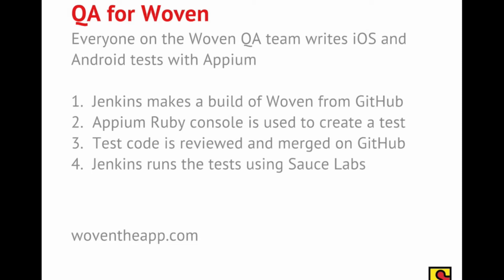The lifecycle is as follows. Jenkins makes a build of Woven from GitHub. The Appium Ruby console is used to create a test. Test code is reviewed and merged on GitHub. Jenkins runs the test using Sauce Labs.